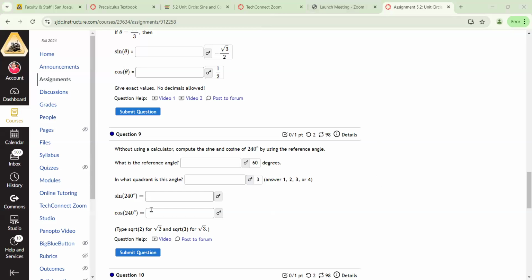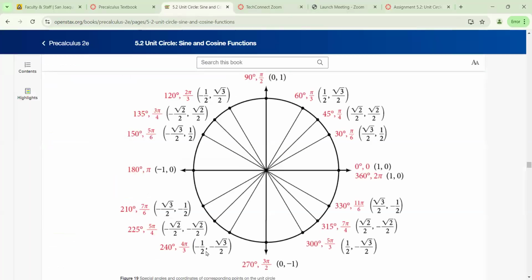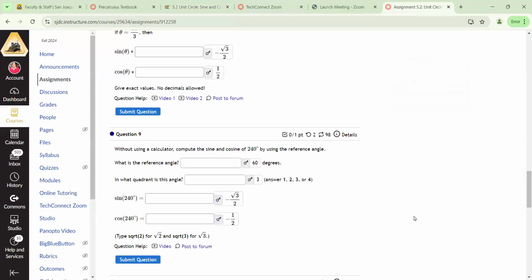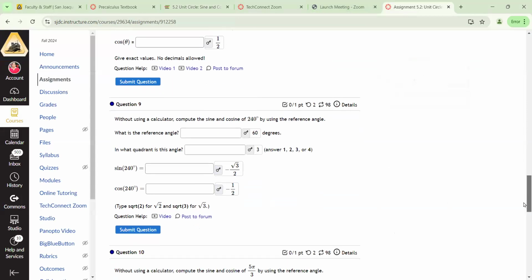Then sine of 240 and cos of 240. For 240, the cos value is negative 1/2, and the sine value is negative square root of 3 over 2. So those two values should be filled in here using the unit circle.